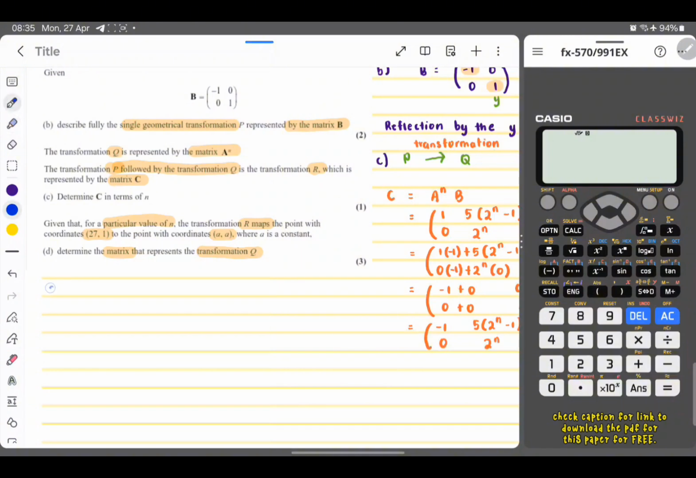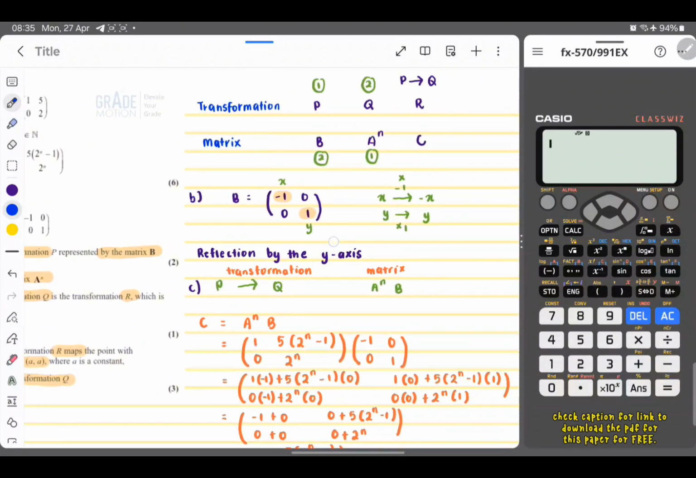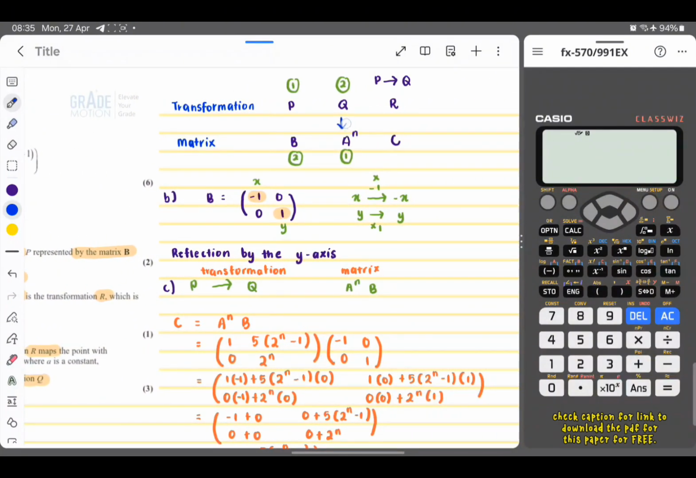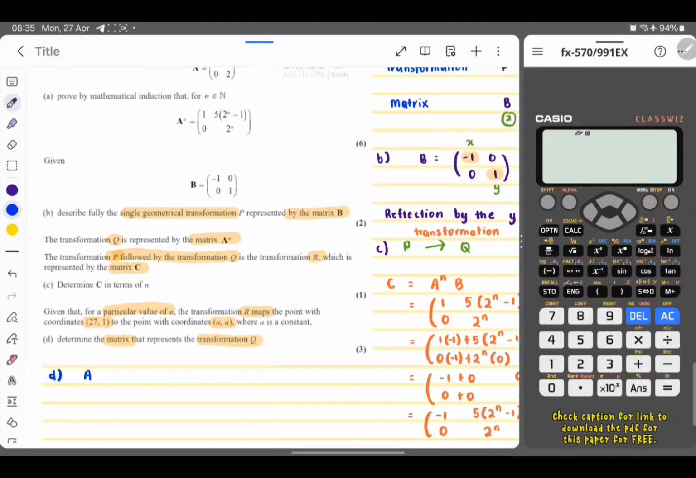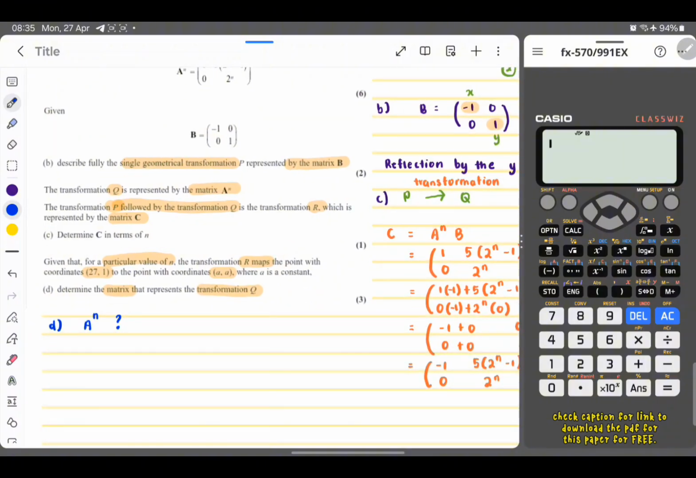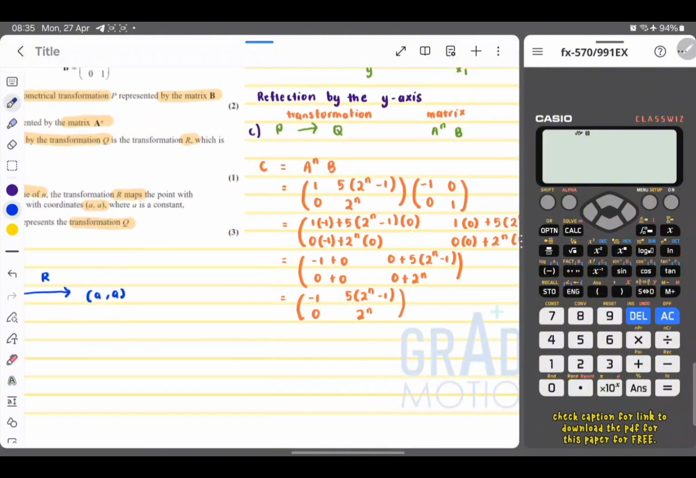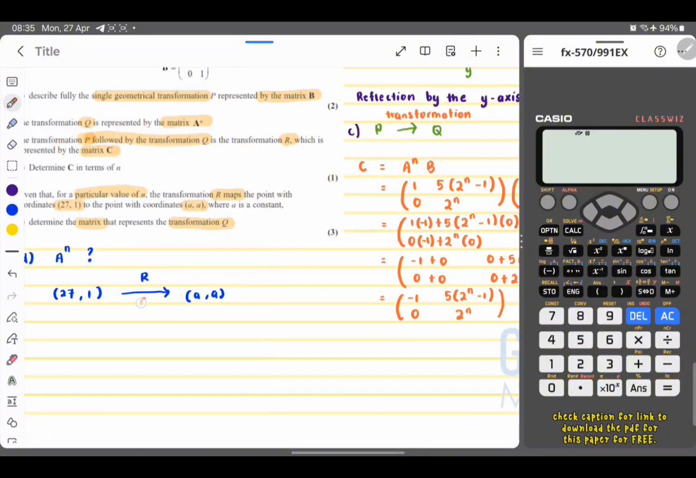Okay, so what we want to find is the matrix that represents transformation Q, so we want to find what is A to the power of n. But what is the information? We know that point 27, 1, if we perform transformation R, we will get coordinates A. Transformation R, what is the matrix? The matrix is C from our part C. So how can we proceed with this question?